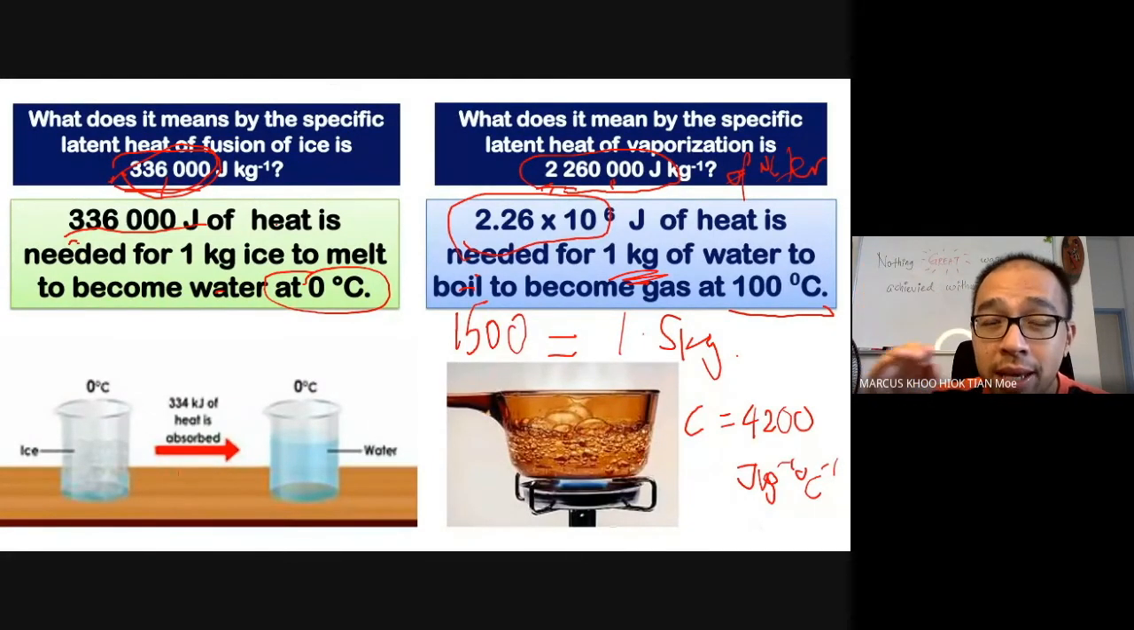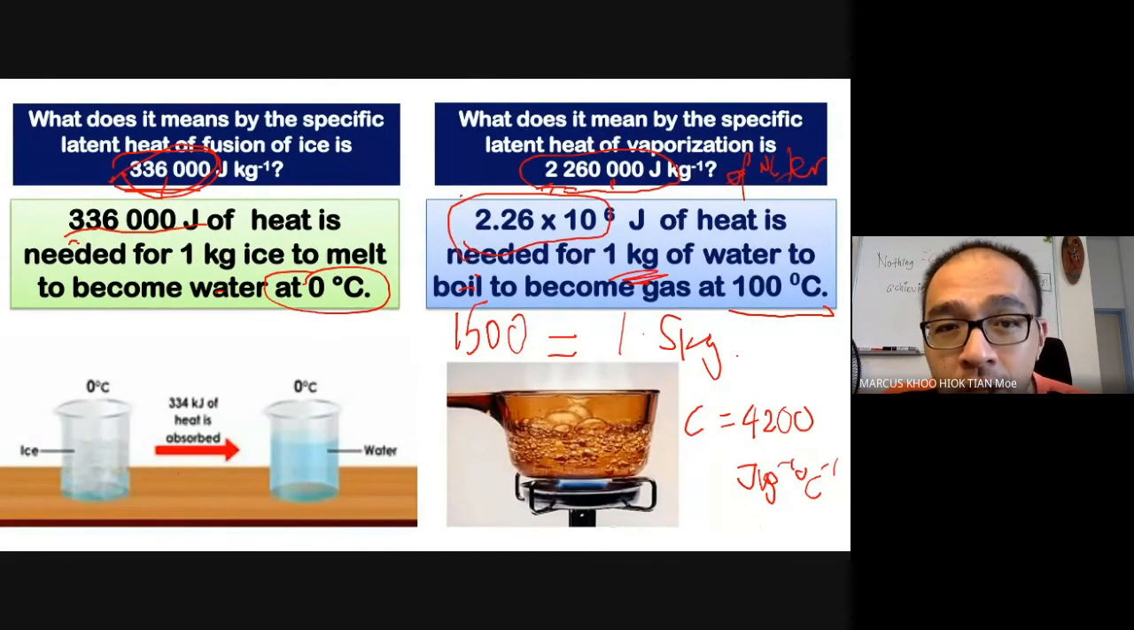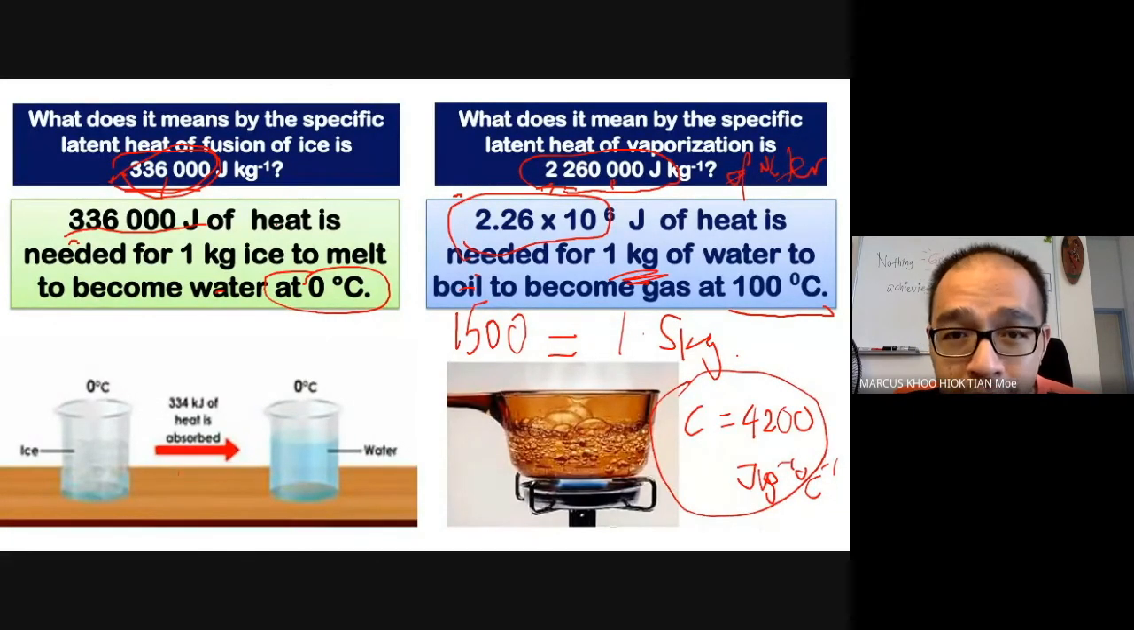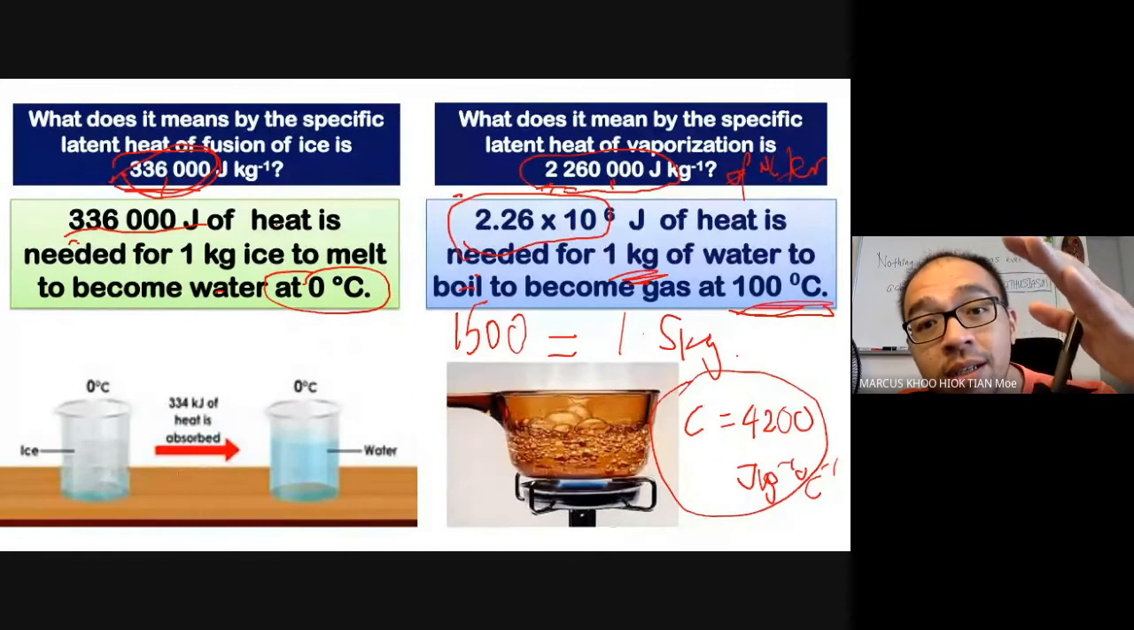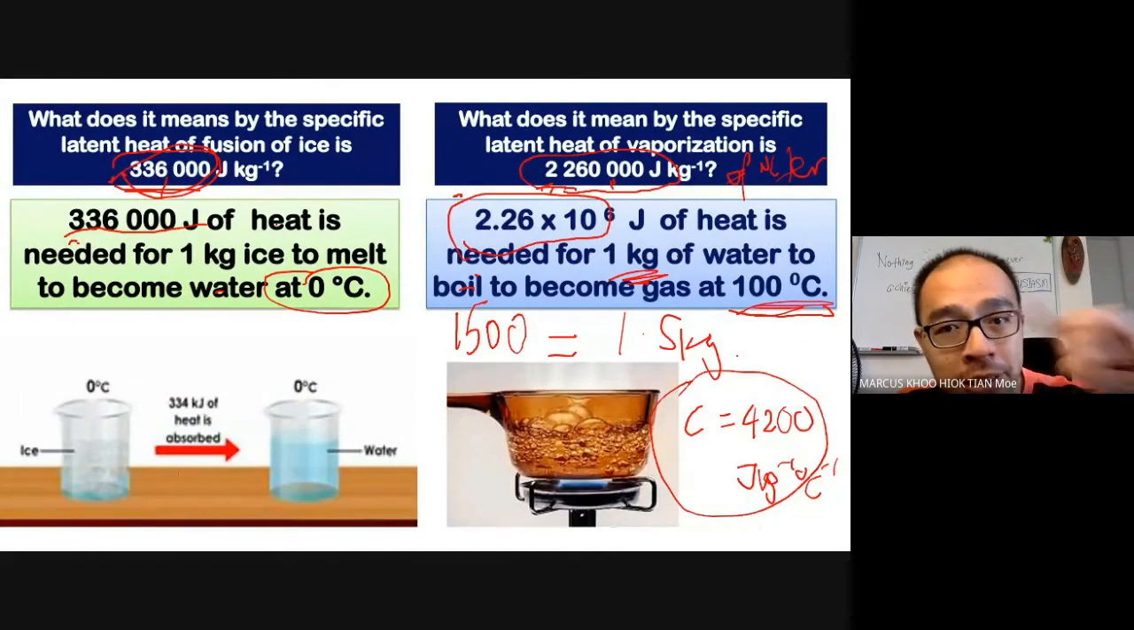You just boil 1 kg, like 2/3 of the bottle. You need 2,260,000 joules of heat just to boil it. And that one hasn't included the increase in temperature. You just want to change at 100 degrees Celsius. First, you have to increase the water to 100 degrees Celsius, then only the water changes to steam.